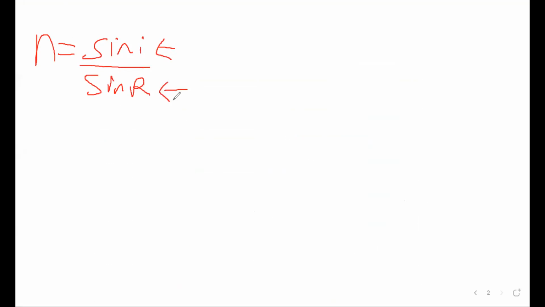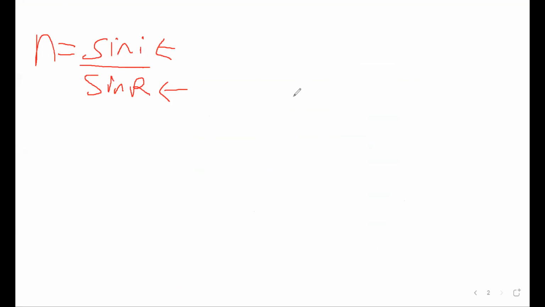Don't copy first, everyone. Please pay attention. Let's go for the simple formula first. The first formula that you're supposed to learn, let's use a different color. Basically n is equal to sine i over sine r. Now I want everyone here to know that this i is basically the incident angle, and this r is basically the refracted angle.